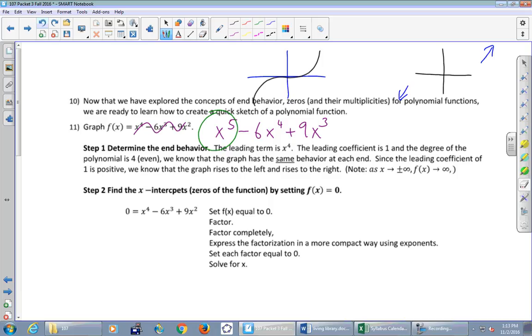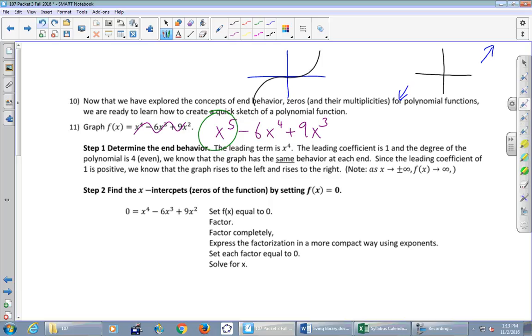So ultimately, if I zoom out far enough, the graph of this crazy complicated function is going to look like that. I don't know what's happening between, maybe lots of ups and downs, but at the far right, up, and at the far left, down. Good? End behavior. Okay, next thing we're going to do is find x-intercepts.